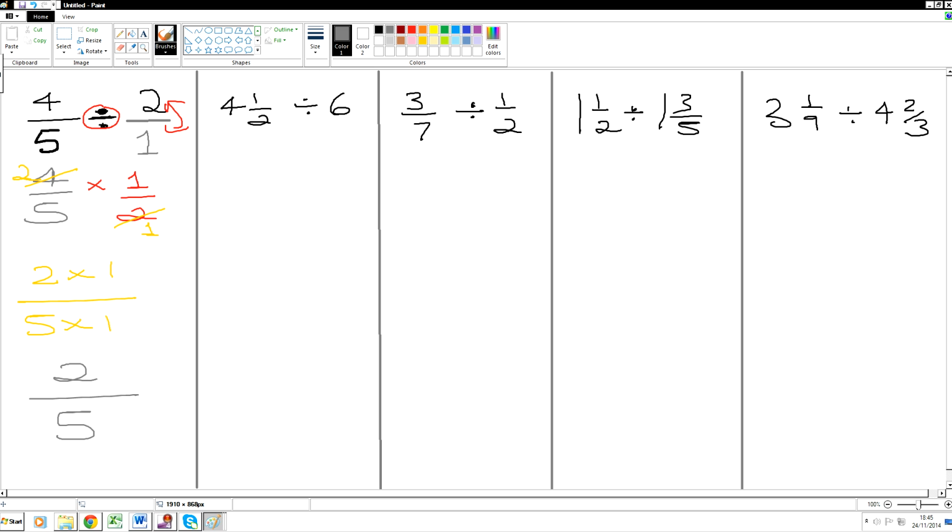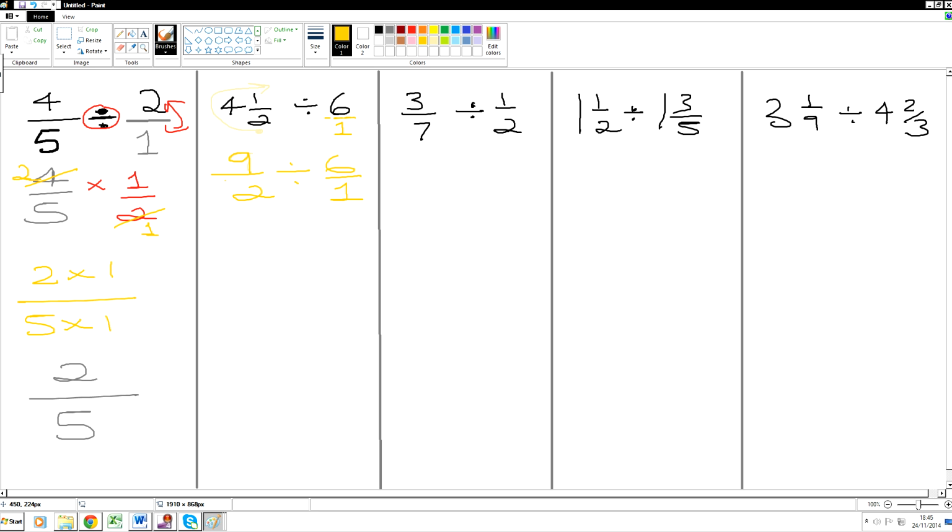We got 4 and a half divided by 6. The rule says whenever you have a mixed fraction, you've got to turn the mixed fraction into top heavy. So you start at the 2. 2 times by 4 is 8. Add 1 is 9. So that gives you 9 over 2 divided by, and what does the 6 become? 6 becomes 6 over 1. To change a whole number into a fraction, you just put it over 1.